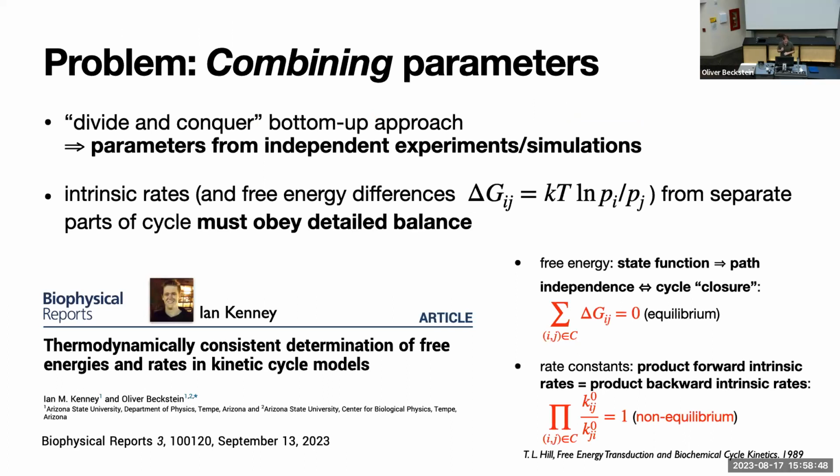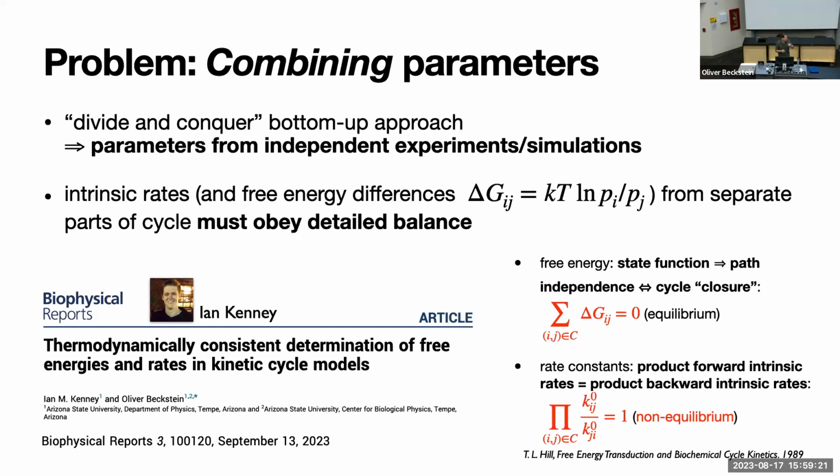There is a technical problem, and I only put this one slide in there, and that is because these different parts of the cycle don't all happen at once. We actually have to divide and conquer. We have to analyze one part of the cycle and another part of the cycle, in experiments or in simulations. That means that you obtain parameters from disconnected experiments or disconnected simulations. But there's a hitch, and that is that these different parameters actually have to still obey certain equalities.